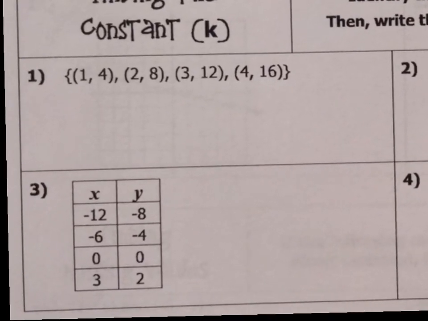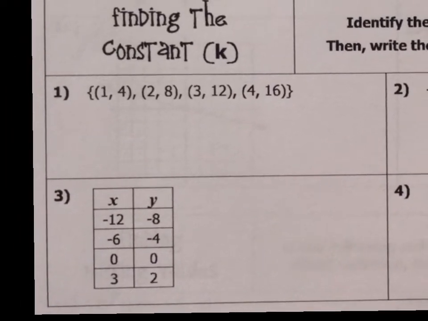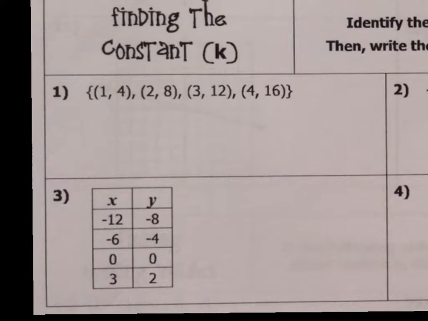When you find the constant of variation from ordered pairs, they have told us already that these are direct variation. Our equation is y equals kx, where k stands for our constant. To find the value of k, in order to write our equation, we're going to plug in one of the ordered pairs. It does not matter which ordered pair you pick. You could pick 1, 4, 2, 8, 3, 12, or 4, 16.